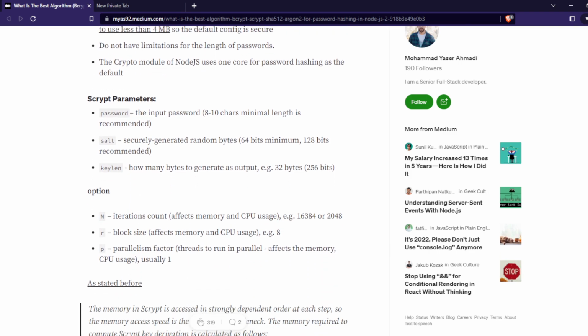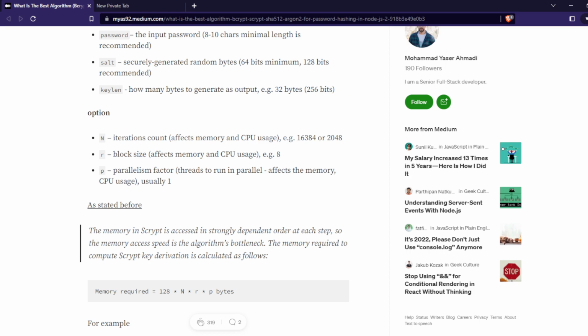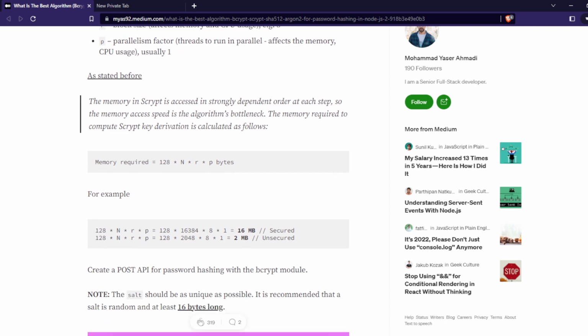Also, for the input, the minimum length recommended is secure generated random bits, 64-bit minimum, recommended bits to generate as output. Options: iteration count, which affects memory and CPU usage; block size, which affects memory and CPU usage; and parallelism factor, threads in parallel, which usually affects memory and CPU usage. As stated, memory of scrypt is accessed in a data-dependent order at each step, so memory access speed is the algorithm bottleneck. The memory required to compute a scrypt derived key is calculated as follows.